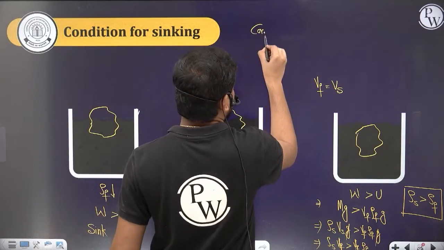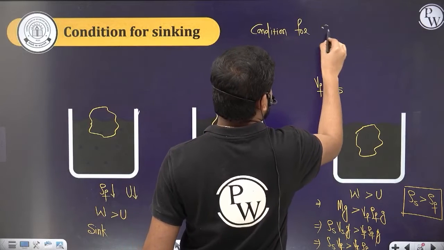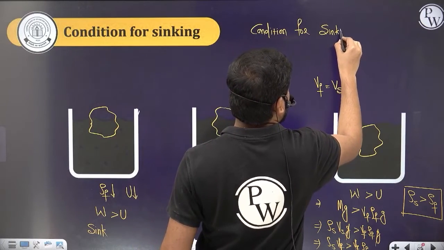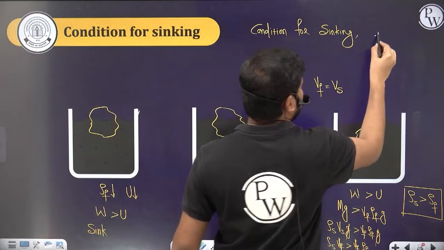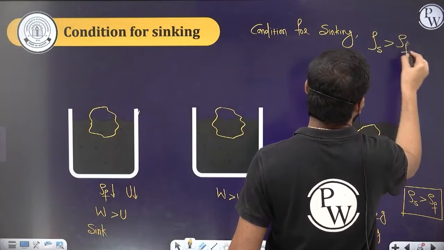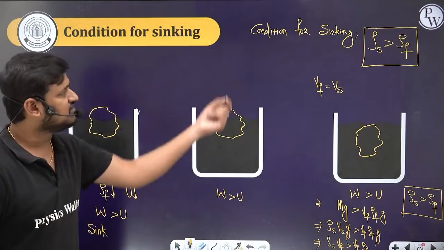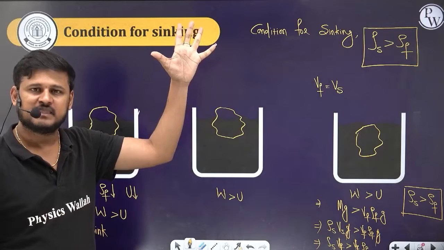The condition for sinking is nothing but, the density of the solid or the object is greater than the density of the fluid. Then the object will sink. That's a perfect sinking. Understood, guys?